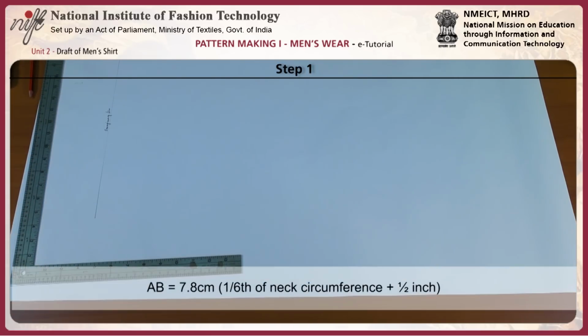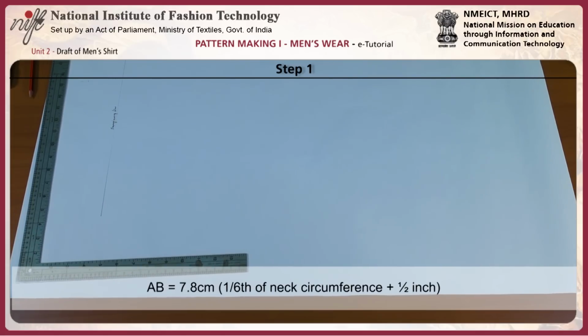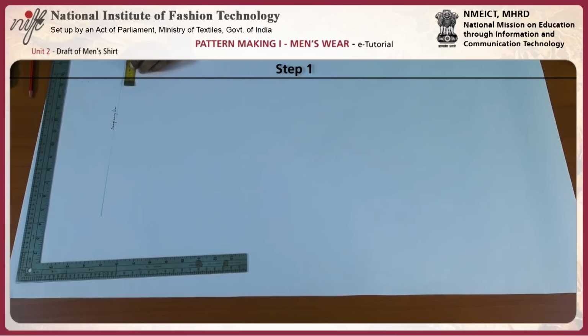Label this as A. A to B is 7.8 centimeter, which is 1/6 of neck circumference plus half an inch, or if it is in centimeter, 1.2 centimeter, which comes to 7.8. Can be given a cross mark.